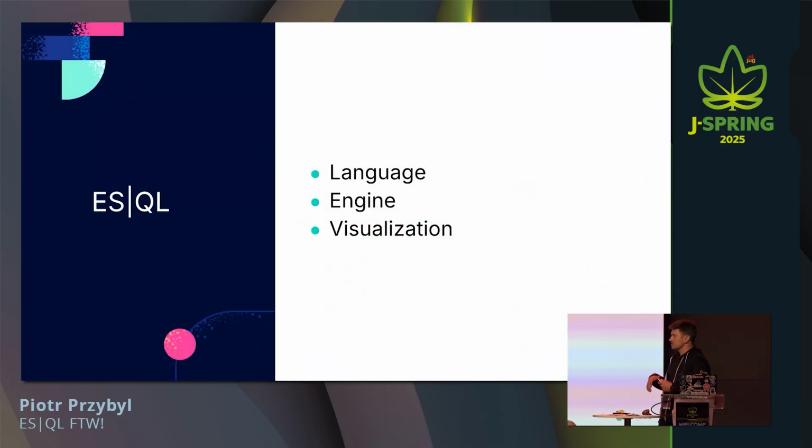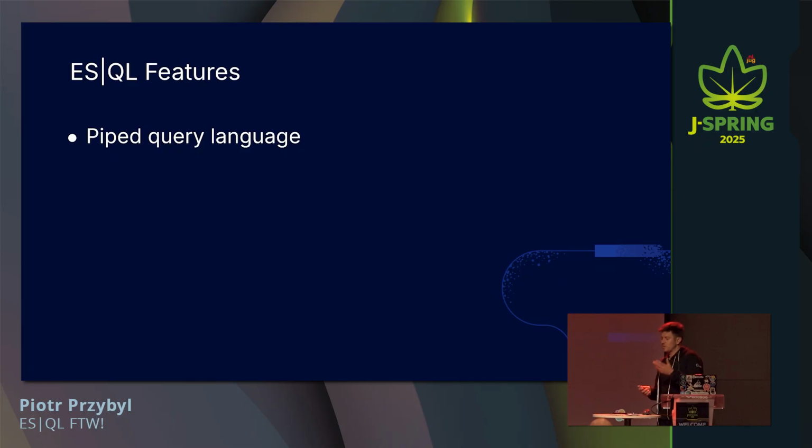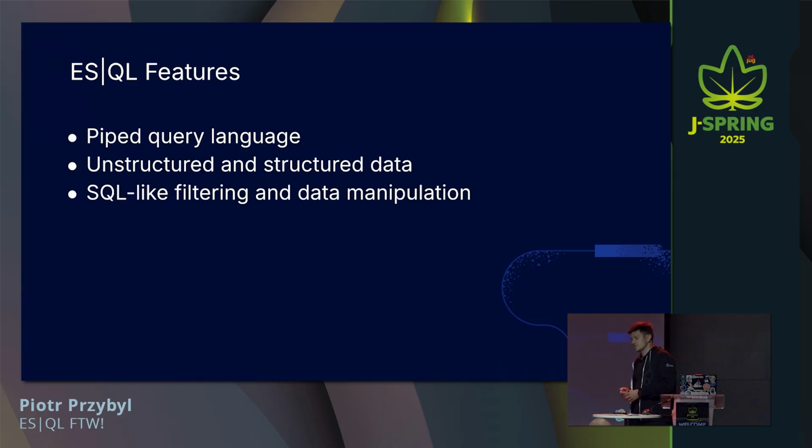And why 3 characters? Because today I will go through the language as syntax and options, the engine underneath, and visualizations, because this language can also be used for visualizations if you're more into the Kibana world. So first, the language. Its features: it's a piped query language, handling structured and unstructured data, supporting SQL-like filtering and data manipulation, and lookups as well. So, who has experience with SQL?